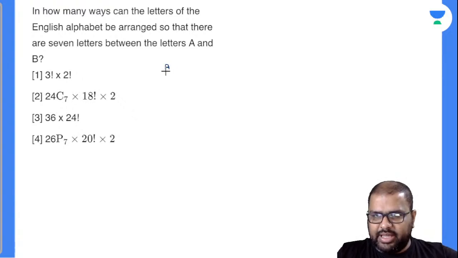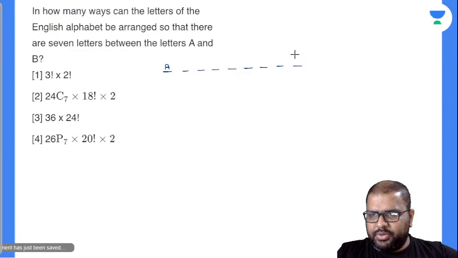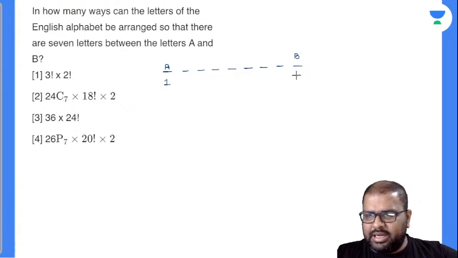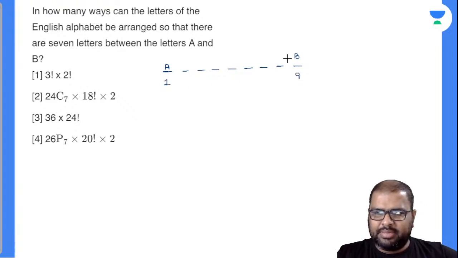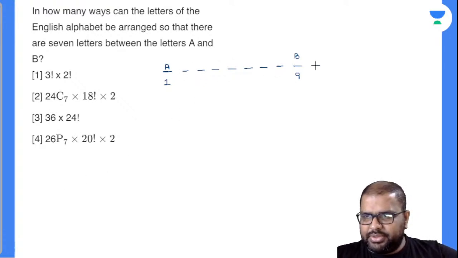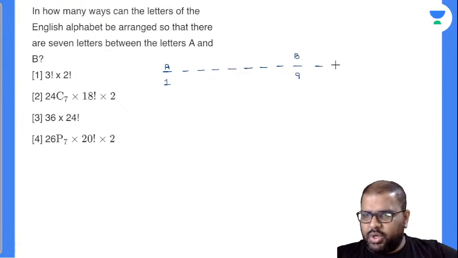Let us suppose A is in the first position. There must be a gap of 7 letters: 1, 2, 3, 4, 5, 6, 7, and this is B. If you closely observe, I'll give numbers there. If A is in first position, B will be in ninth position. Am I right or wrong? 1 plus 7, 8, ninth position. If A is in second position, B will be in 10th position. Am I right or wrong? So on, so on, so on.